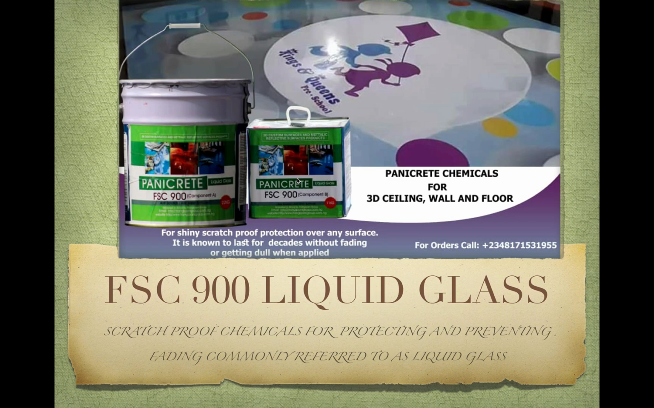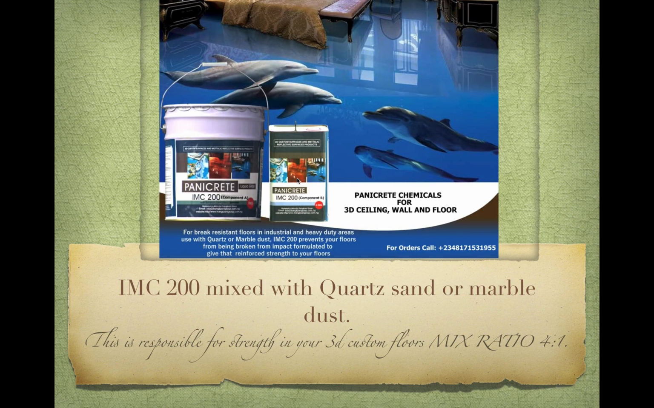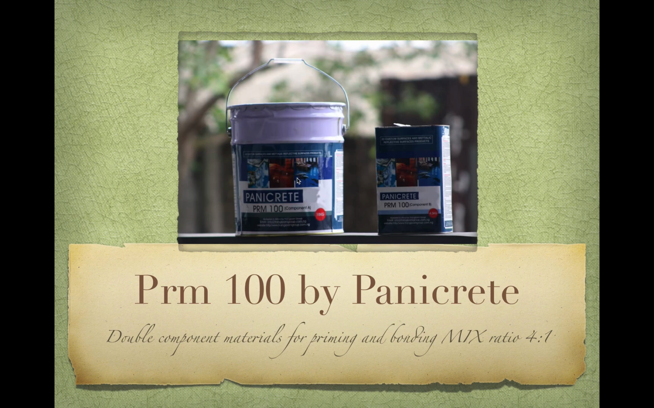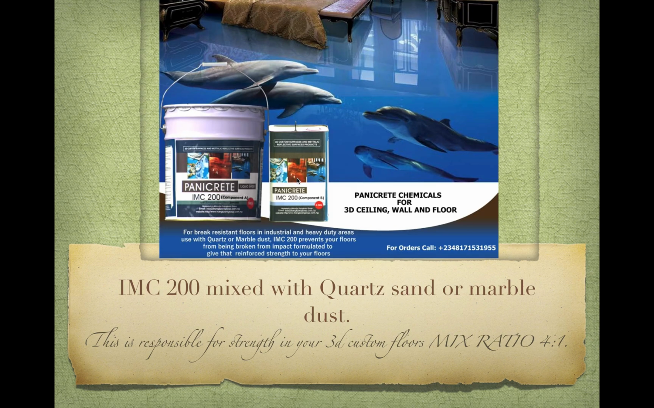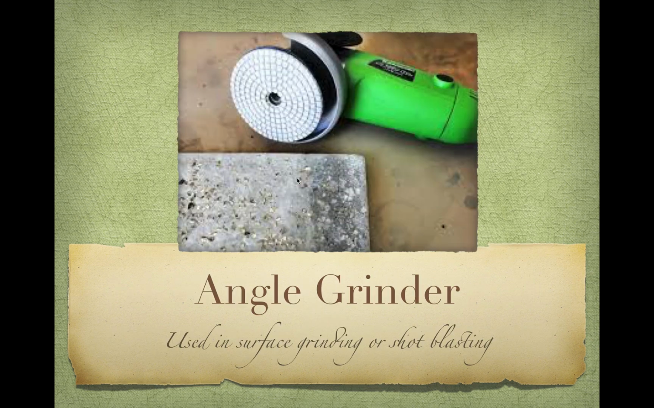When spreading the FSC 900, you don't need to wear spike shoes, you need to wear a pair of clean socks. We'll get to all that later on in the course of this lecture, but right now I just want you to understand the chemicals we will be using in making our 3D custom floors. There are 3 of them: the PRM 100, the IMC 200, and the FSC 900.